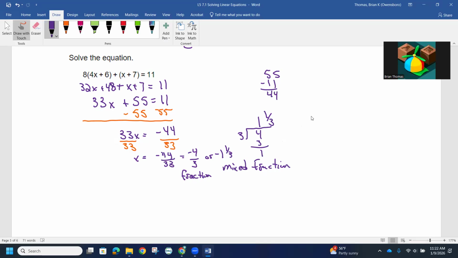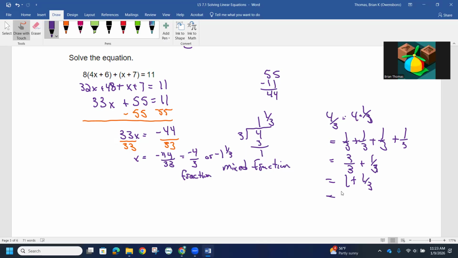So negative 4/3, remember, 4/3 actually means 4 times 1/3, if you will. So 4/3 really means a third and a third and a third and a third. But notice how it takes 3/3 to make a whole. So I could write this as 3/3 and an additional third, which means this is 1 and 1/3. So 1 plus 1/3 means the same thing as 1 and 1/3.